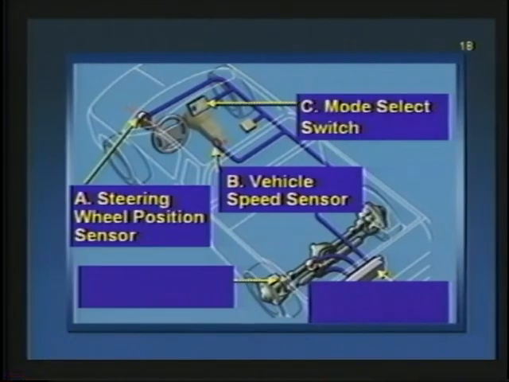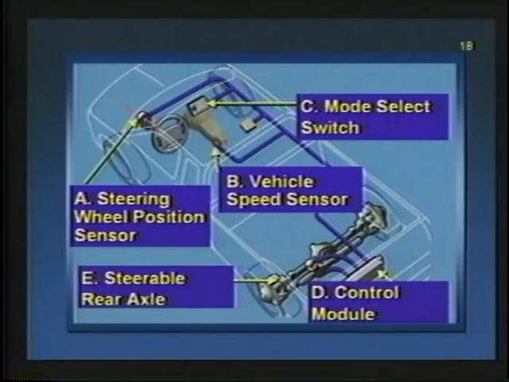Mode select switch is C. That's on the dash. That's the driver's input into the system. D is our control module. It sits towards the back of the vehicle, up underneath there, mounts to the frame. And finally, E is our steerable rear axle, same place the rear axle has always been.